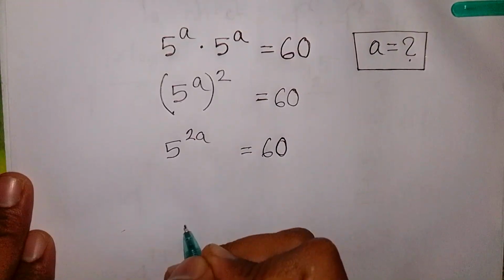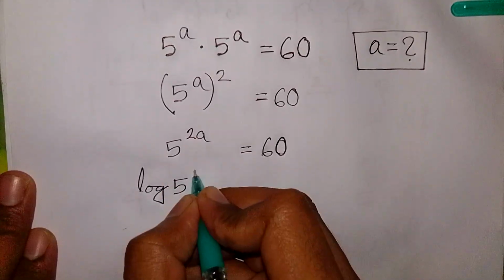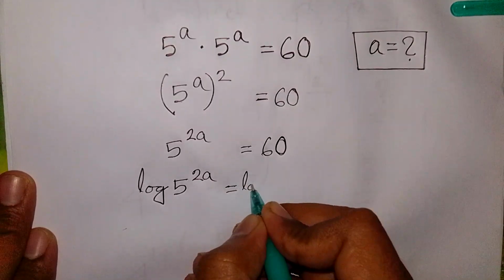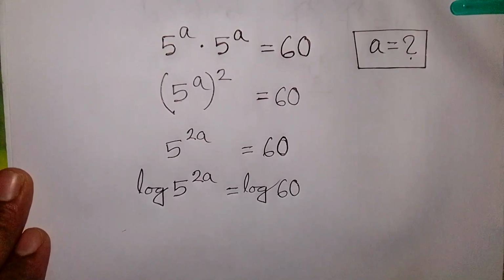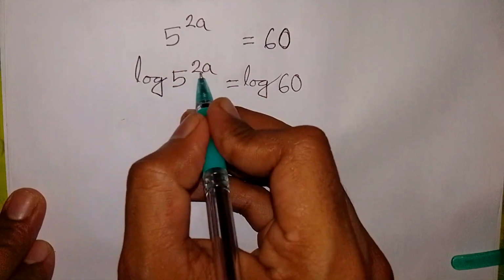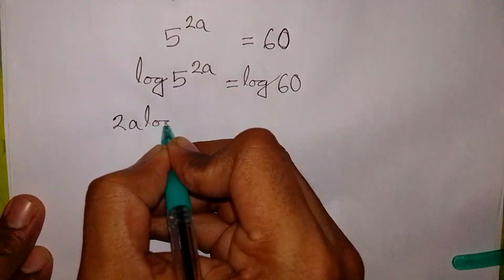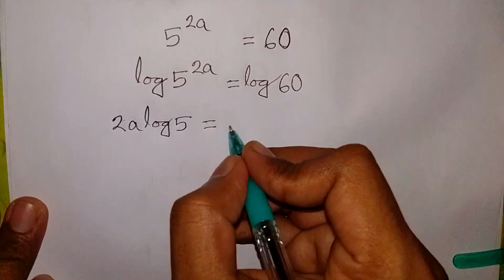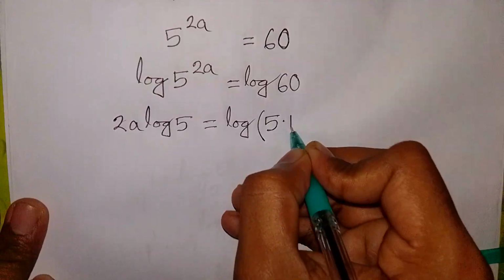Now we apply log on both sides. So it will be log of 5 power 2a is equal to log of 60. Now here this power 2a will move to the front, so it will be 2a log 5 is equal to log 60, which can be written as log of 5 times 12.